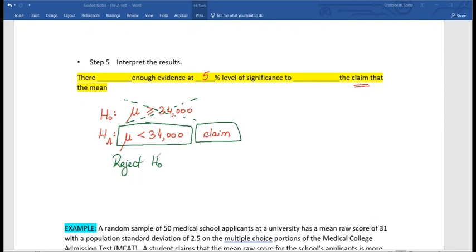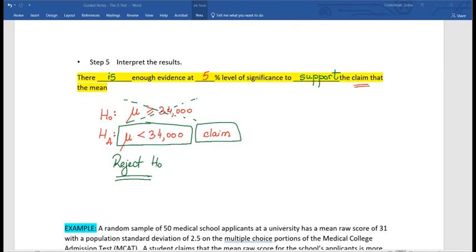Now, to put this in words, I will say, well, there is enough evidence. Whenever I reject, I start with there is enough evidence to, am I supporting or rejecting the claim? Well, I am supporting it. So the word right here will be support the claim, okay? So if you check with a table, this is how you should write it down in this very specific situation.